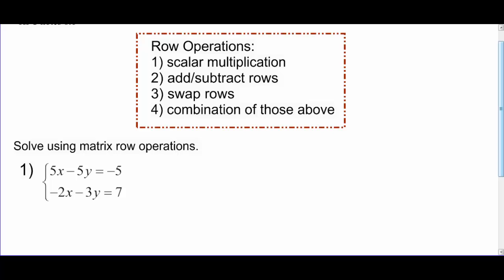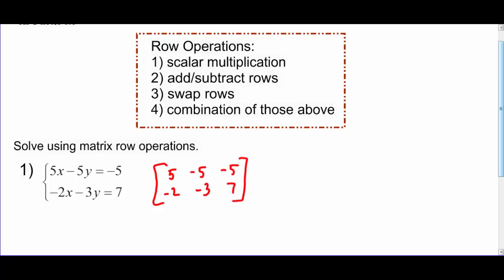All right, so let's take a look at this. Let's go ahead and do a problem. The first one, you can see the system that's here. We're going to write this in matrix form. Our first row would be 5, -5, -5. Our second row is -2, -3, and 7. So we'll just go ahead and write that as a matrix.